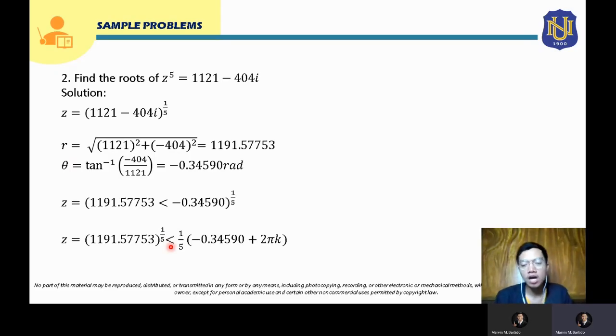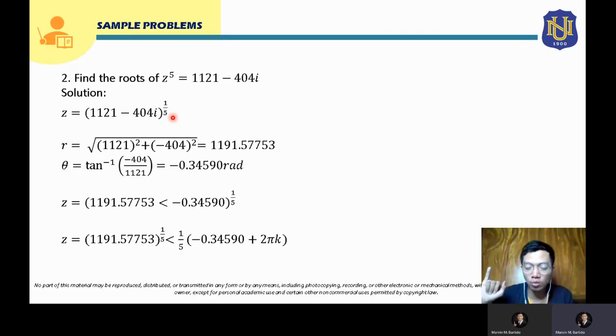And what you're going to do is multiply your argument by that power. But in this case, this will be a little different from solving powers in your first example. We will add here plus 2 pi k. So that will be the product of your power and your angle theta plus 2 pi k, wherein your k will be from 0 up to n minus 1. In this case, our n here is 5, so that will be 5 minus 1, which is 4.